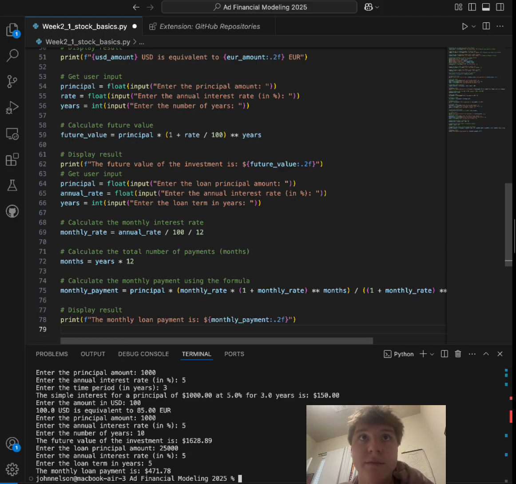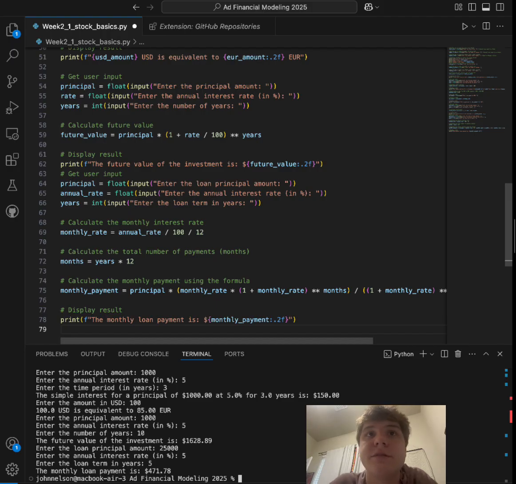So we calculate the monthly interest rate. Number sign, calculate monthly interest rate. Monthly rate equals annual rate divided by 100 divided by 12. Calculate the total number of payments, which is just months. So it's months equals years times 12. And then calculate the monthly payments using the formula.